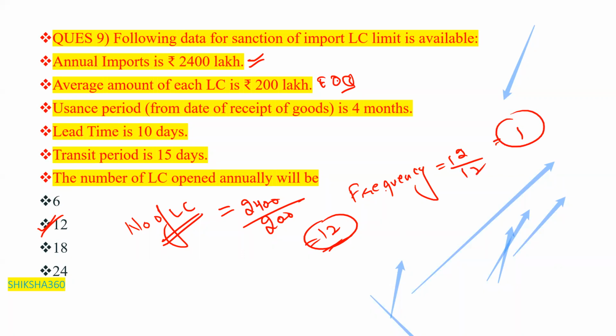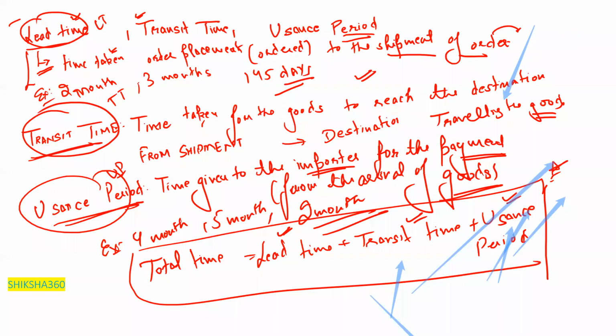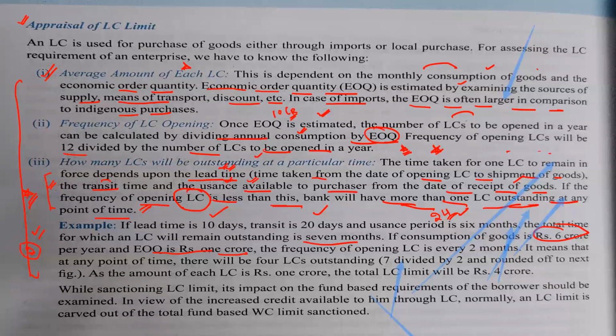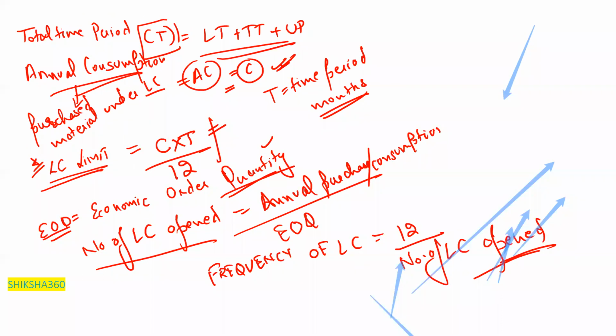So they will ask these types of different questions on the basis of the LC appraisal. Hope it is clear to all of you what is the appraisal of the LC limit. What we have to calculate: what is the lead time, what is the transit time, what is the usance period, how we can calculate the total time, and after that we have to calculate the annual consumption.